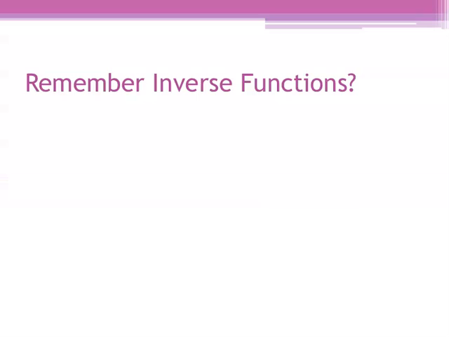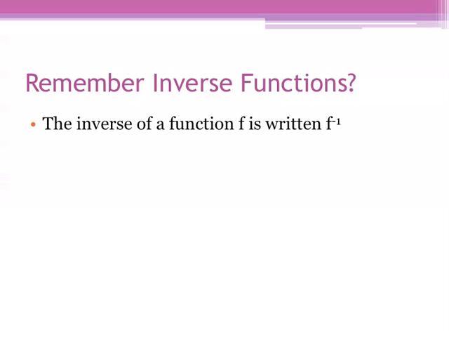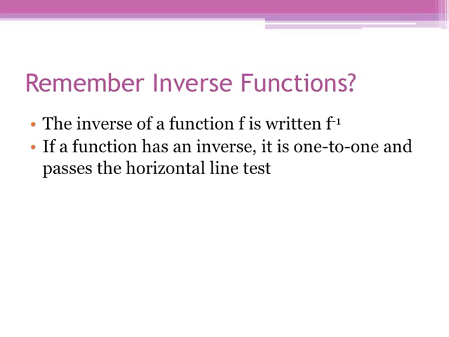So an inverse function, f, is written as f negative 1. It kind of looks like an exponent, but remember it doesn't actually mean f to the negative first power. It's our way of representing the inverse of f. Now if a function has an inverse function, then it is 1 to 1 and passes the horizontal line test.